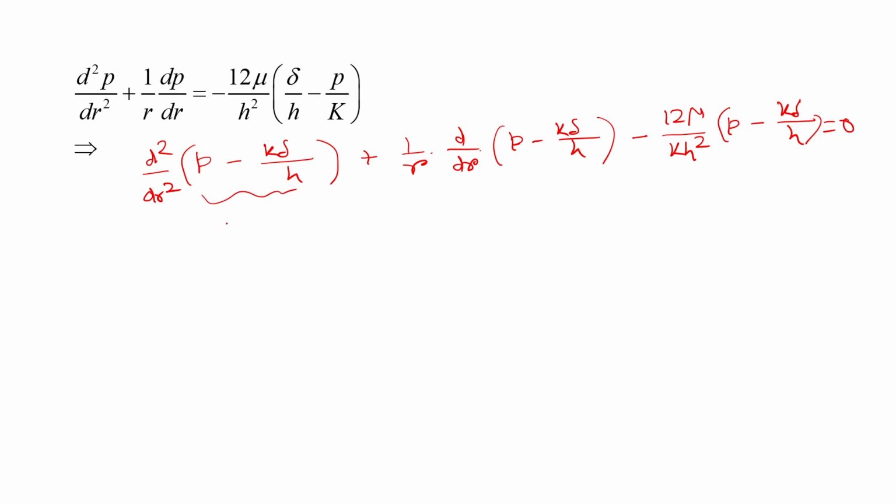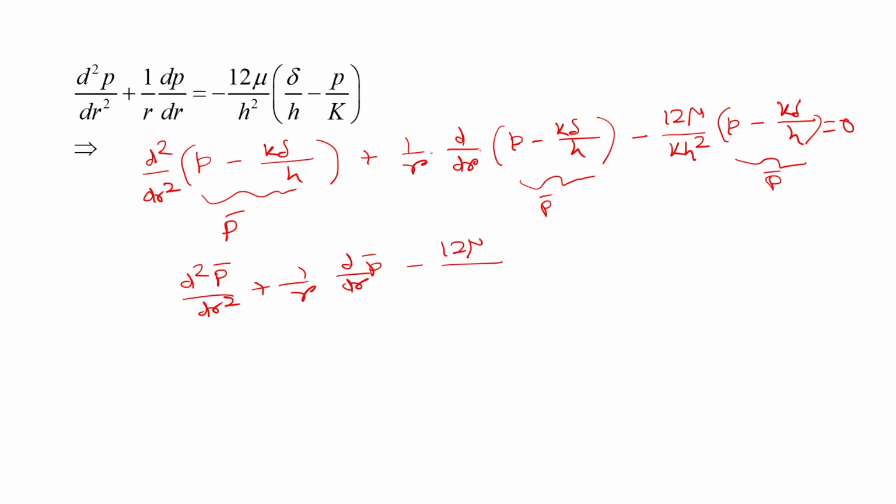So, let us consider this as p bar, this as p bar, and this as p bar. So, what I have is d square p bar by dr square plus 1 by r d p bar by dr minus 12 mu by k h square into p bar is equal to 0. So, I can multiply all the terms by r square. So, it will be r square, this will be r and this will be r square.